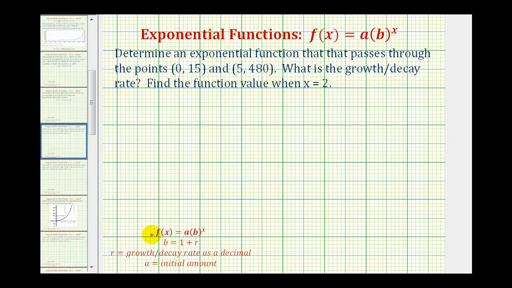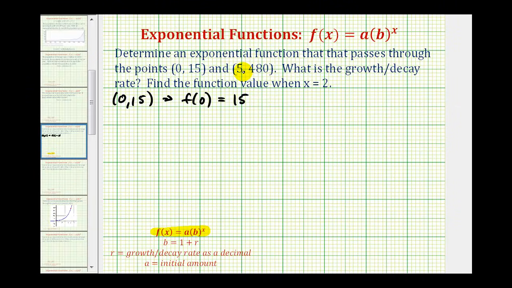If an exponential function is in this form here, then the base b is equal to 1 plus r, where r is the growth or decay rate expressed as a decimal, a is the initial value, or the function value when x equals 0, and x is the exponent. So if our function contains the point (0, 15), this means f of 0 is equal to 15. So 15 is the initial value, or equal to a.